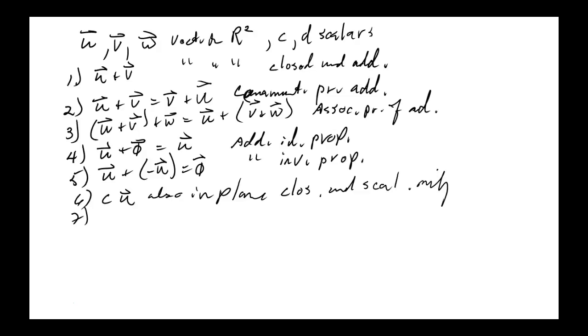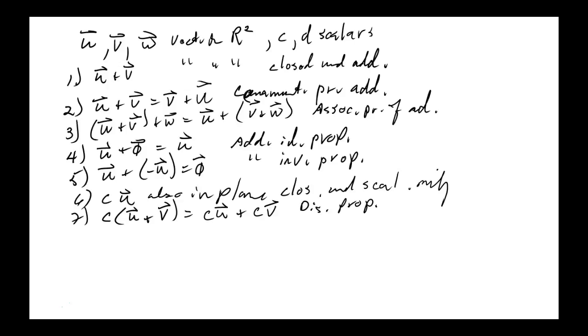All right. Number 7 is a distributive property. There's several of these. Here's the first. C times the sum of U plus V is, what would that be? CU plus CV. And this is the distributive property, and that's all they call it, I think.